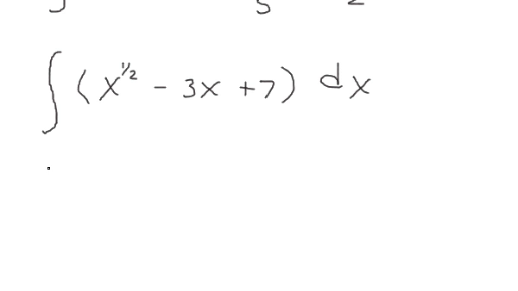Let's say we had the integral of, let's say, x to the half minus 3x, let's say, and then plus 7 dx, and I'll just continue this down here. So we add 1 to the exponent, and of course adding 1 to the exponent is going to give us 3 halves. So you'll have to refresh up on your fractions there, and take the 3 halves and put it in the denominator.